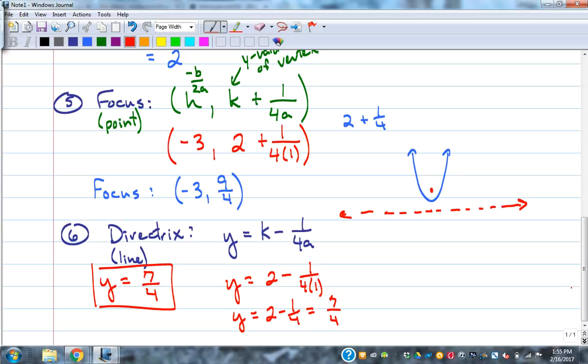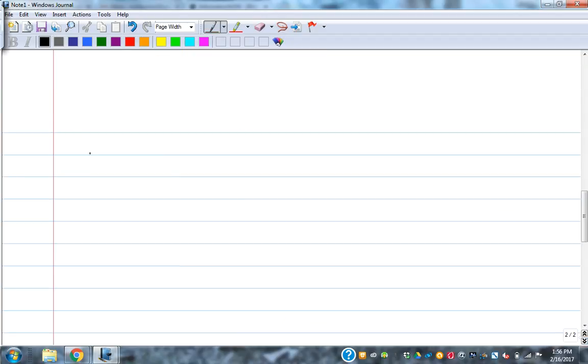All right. So what we want to be able to do, when are you going to find a discriminant? When the equation is in what form? What form are we dealing with here? Standard form. That's the only time you've got to find a discriminant. Okay. So we're going to find the discriminant, and that's going to tell us if we even have x-intercepts or not. We may not. So 7 is the discriminant.